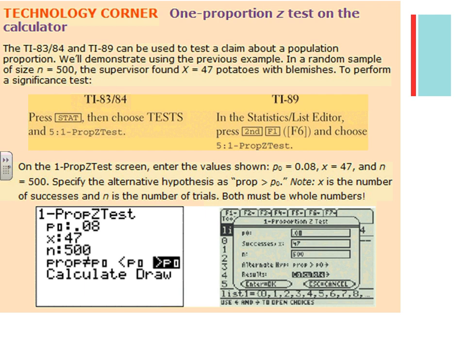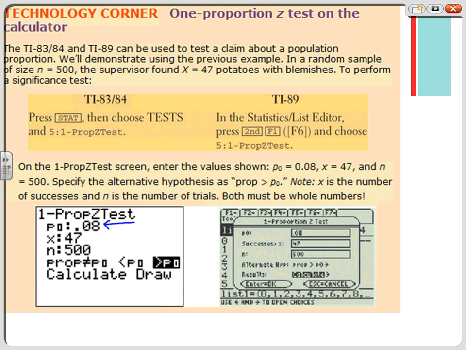So here you're going to put in what the claim is. So that's what they're saying for that population. That's going to be in your null. And then your X out of the N is basically how many trials you have. So that was like the 47 out of 50. So X is the number of successes. And then pick whichever one you're looking at, get it highlighted, and then you can hit calculate.